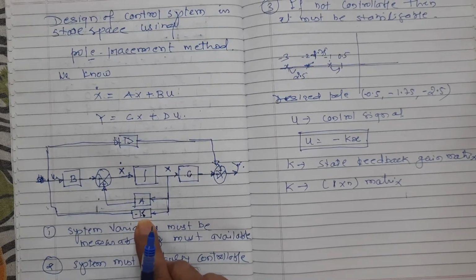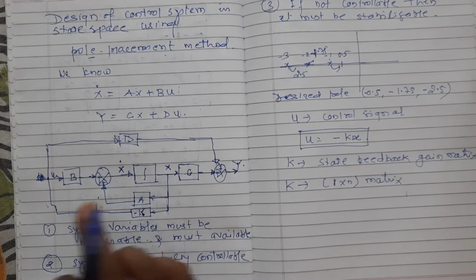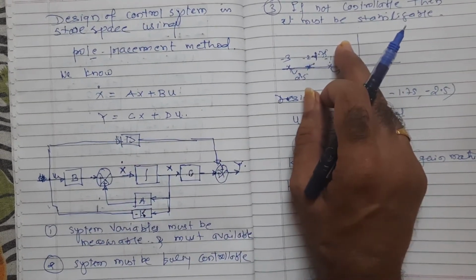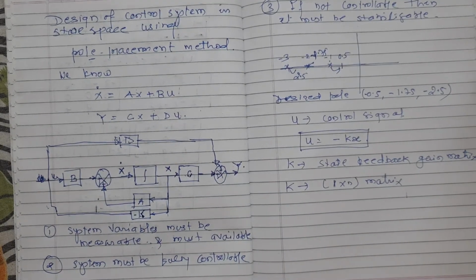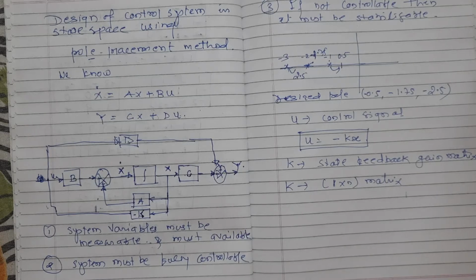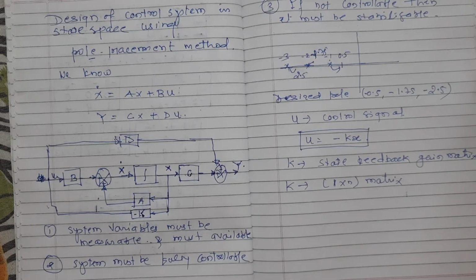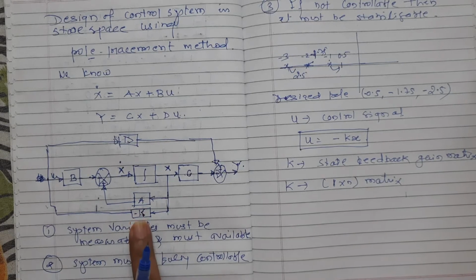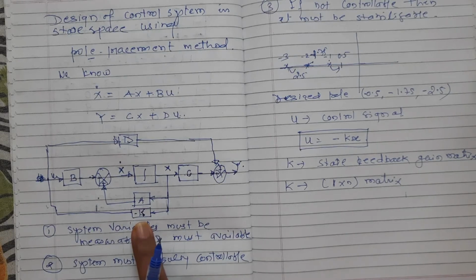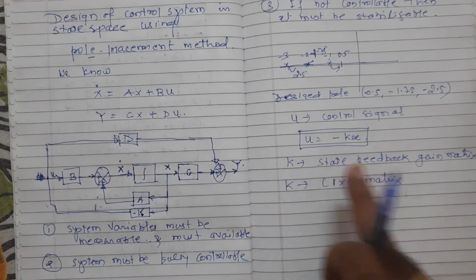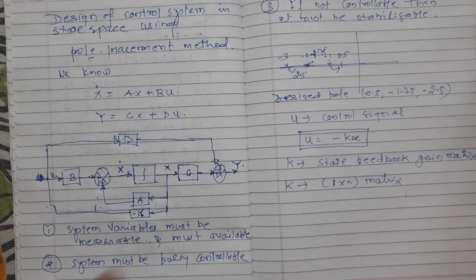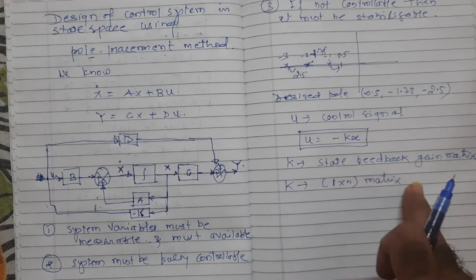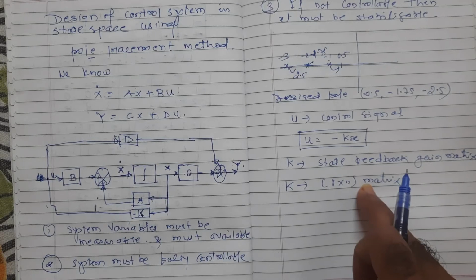Now I will choose the values of the k in such a way that I have my desired pole location. Desired means I want something to be changed. My pole location has to be changed from one place to another. That desired location I can achieve by using the variable k, and this k is called the state feedback gain matrix. K is a 1 by n matrix, that means one row and n number of columns.